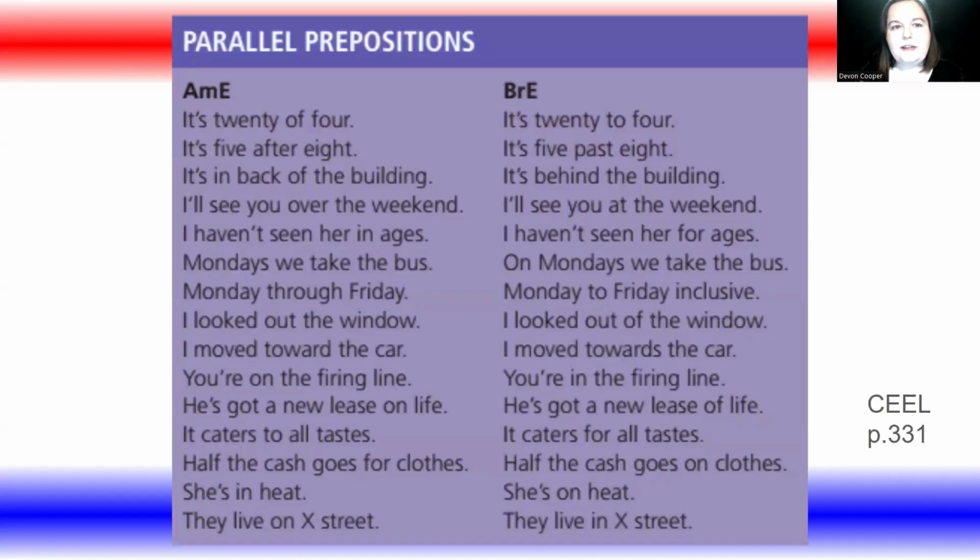This is a chart that I have pulled from our textbook, and you can see that it is just a long list of American versus British prepositional differences, right? Again, I'm not going to go over each one, but you can pause and you can have a look at these.